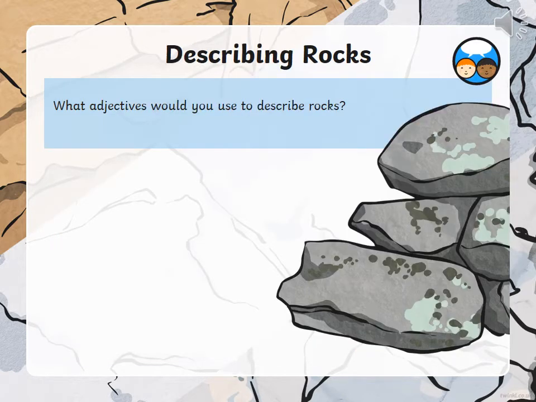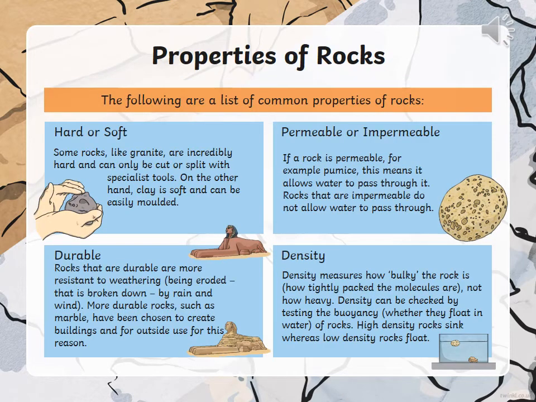If I handed you a rock and said, "Tell me about the rock," what adjectives would you use to describe them? Let's have a think about that now. The following are a list of common properties of rocks. We have hard or soft, permeable or impermeable, durable, and dense.